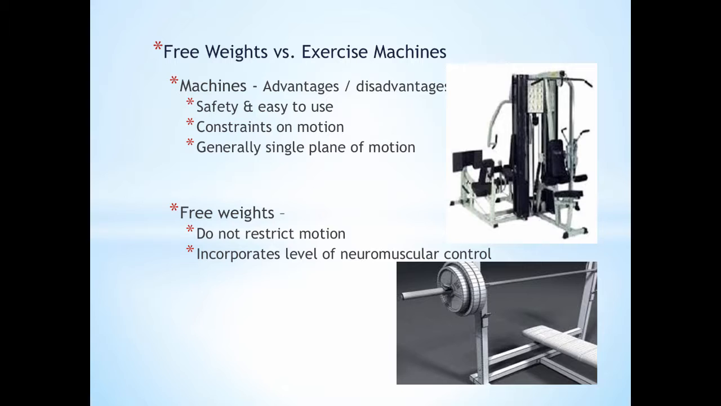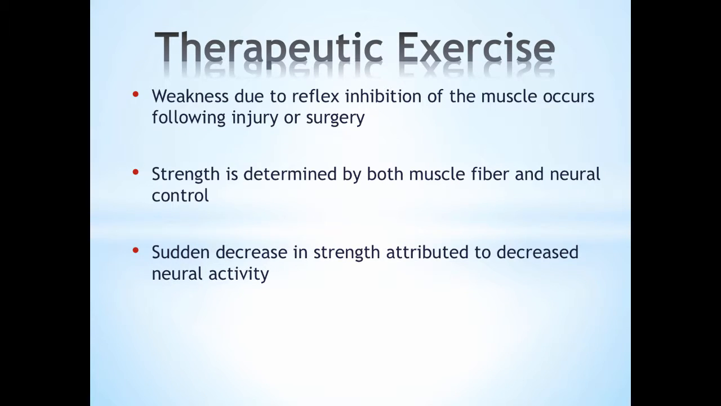We can use machines. There's advantages and disadvantages to the machines. They're safe and easy to use. They can be expensive, but it does constrain the motion. So you're working generally in a single plane of motion, so you're not getting necessarily as much co-contraction around the joint. You're not getting as much neural input to the exercise. And then you always have free weights there, and these don't restrict the motion. You do have a higher degree of neuromuscular control. The problem with these, it does have a little bit of element of risk of injury. You have to make sure you have a spotter and those type of things.